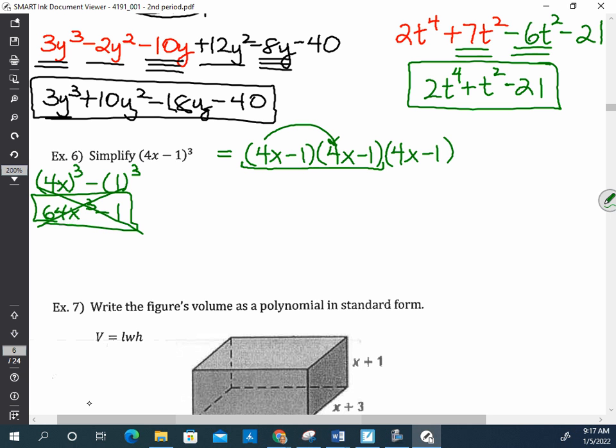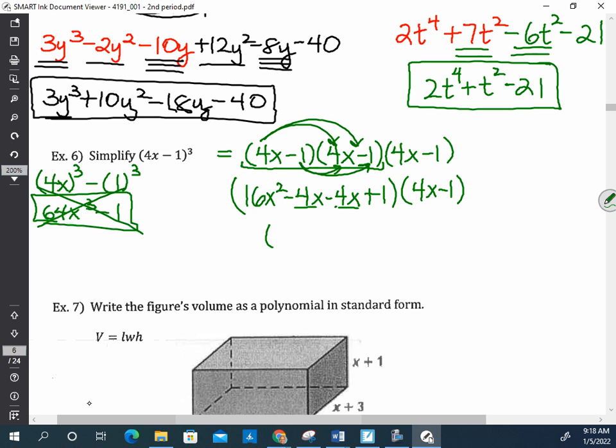4x times 4x gives you what? 16x squared. 4x times negative 1, negative 4x. And then negative 1 times 4x is negative 4x. Negative 1 times negative 1 is positive 1. Can I combine any of this? So negative 4 and negative 4. 16x squared minus 8x plus 1.